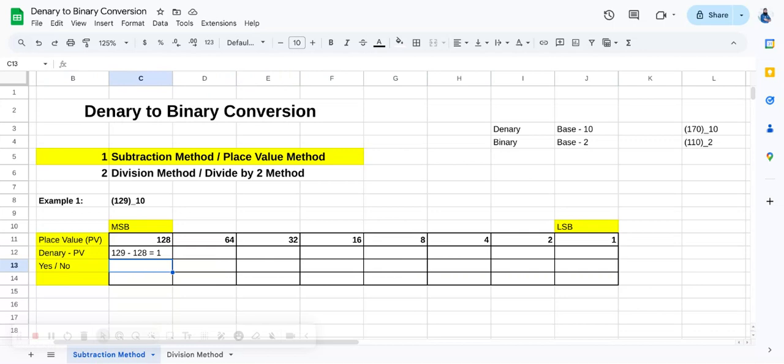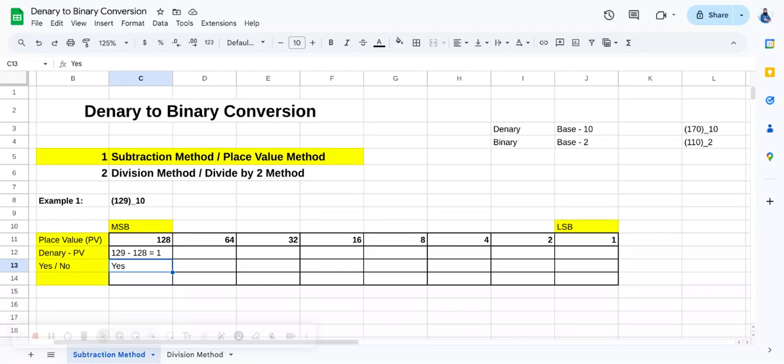Let's suppose we get a positive answer when we calculate denary minus PV, so the result is a positive number, we will always write yes here. But if we get a negative answer, we are going to write no. And also remember, whenever we get 0, 0 is a non-negative number. So when we get 0, we will write yes. We will not write no.